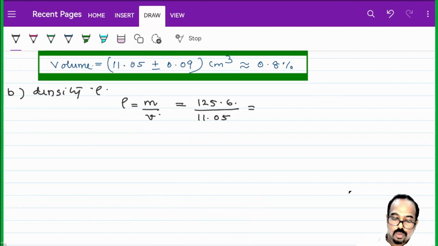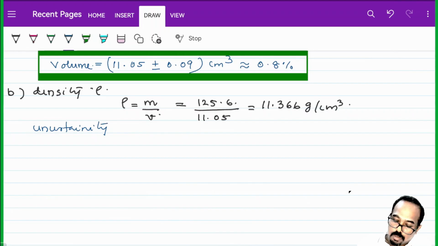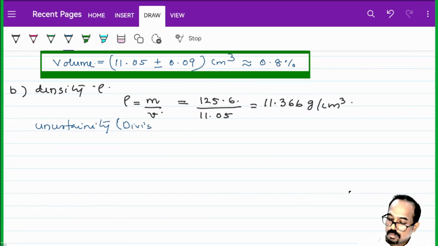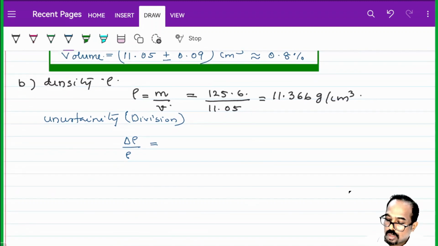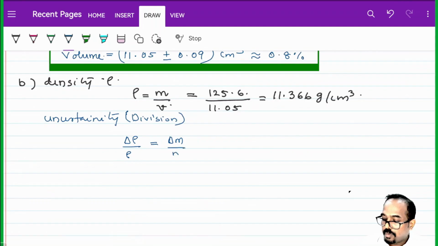When you put this in your calculator, the value is 11.366 gram per centimeter cube. This is the density. Now what do you need to find out? Uncertainty. When you check the operation, mass by volume is division. So in division, you add the fractional uncertainty. Delta rho by rho, the fractional uncertainty in the density, will be equal to delta m by m plus delta v by v.